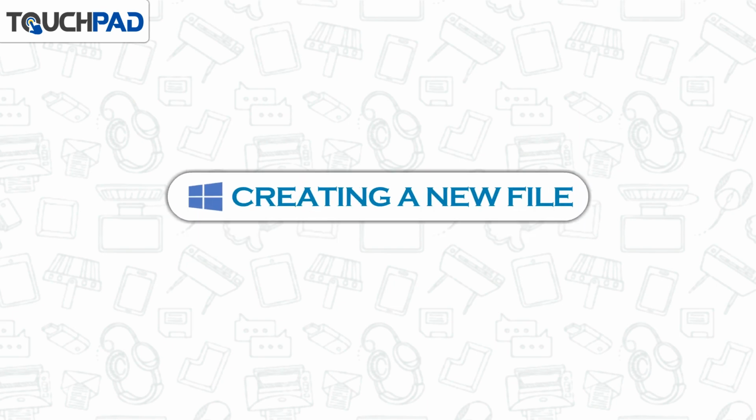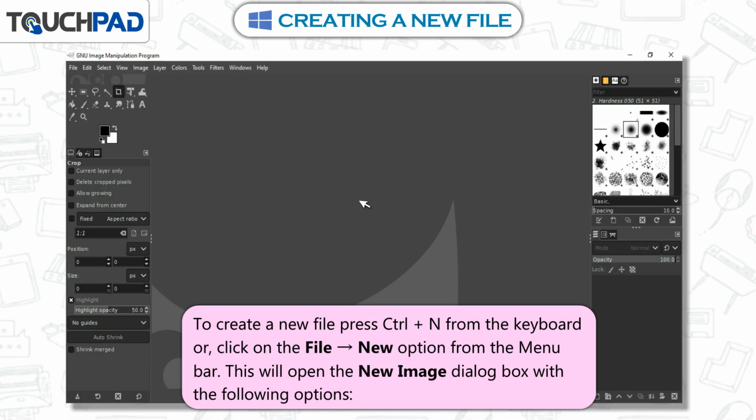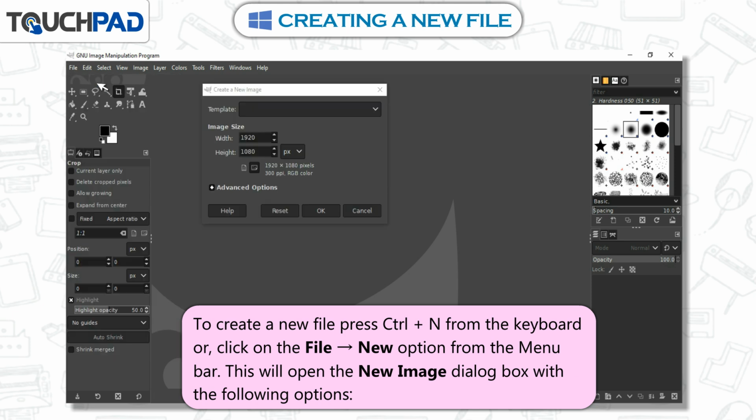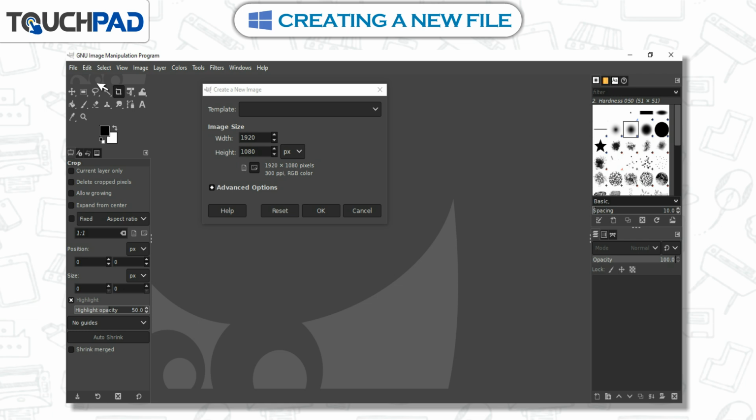Creating a new file. To create a new file, press Ctrl+N from the keyboard or click on the File New option from the menu bar. This will open the new image dialog box with the following options.